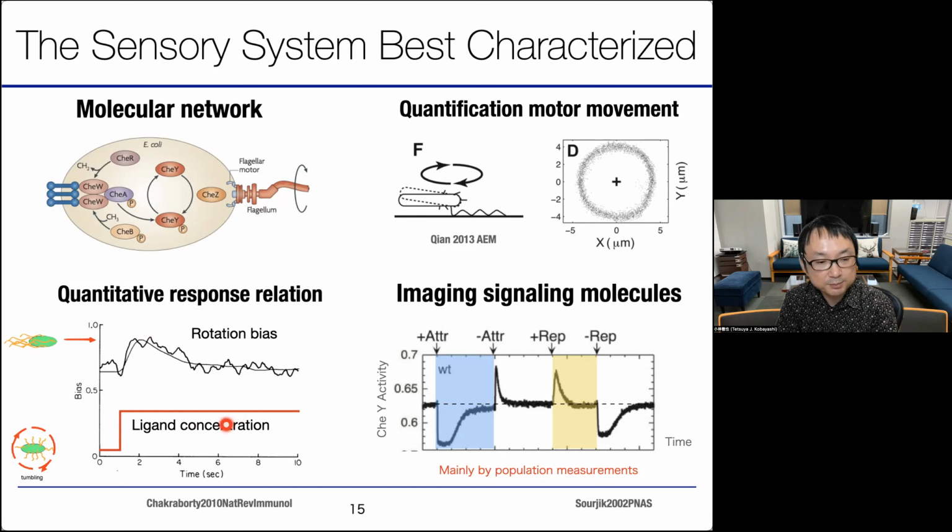So here we have a step-like input to the system. If suddenly the ligand concentration increases like this, then this cell increases the frequency of the ballistic run like this, and then gets adapted to the original position. By using bioimaging, we are also able to monitor the response of signaling molecules involved in this network.